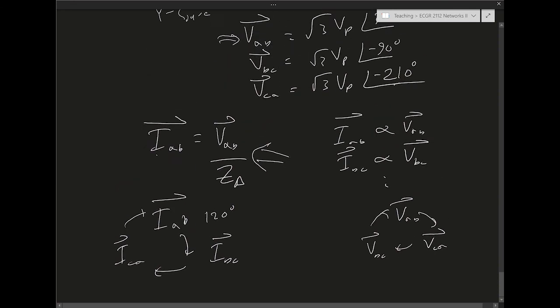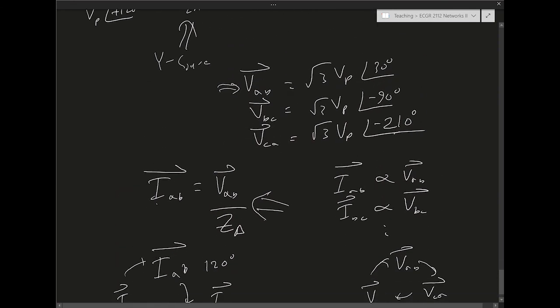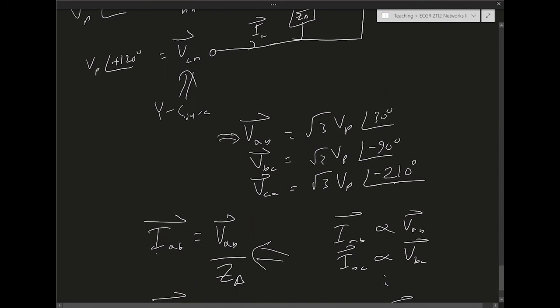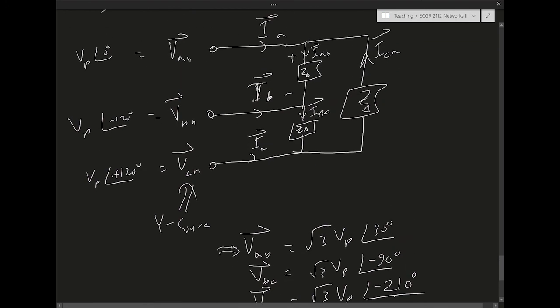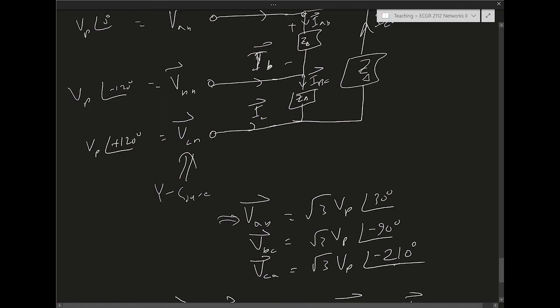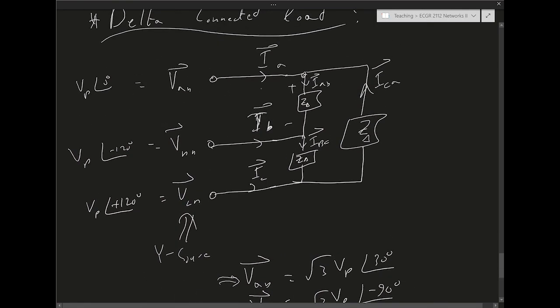Right? And this is how we calculate each of them. IAB is VAB over Z delta, IBC is VBC over Z delta, and so on and so forth. What about the line currents, IA, IB, and IC? Well, those we can calculate from KCL, right? So clearly, IA coming in equals IAB coming out minus ICA coming back into the node, right?